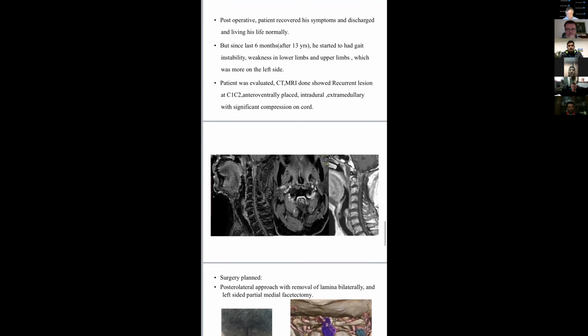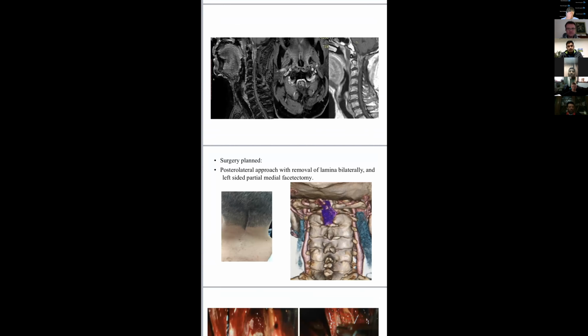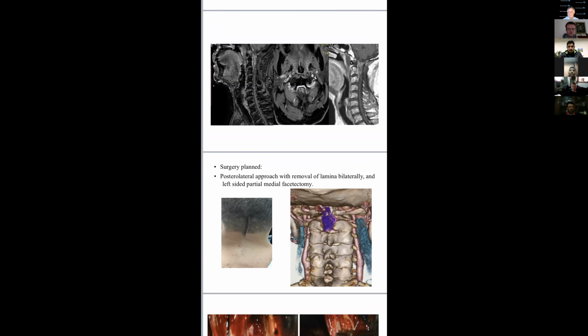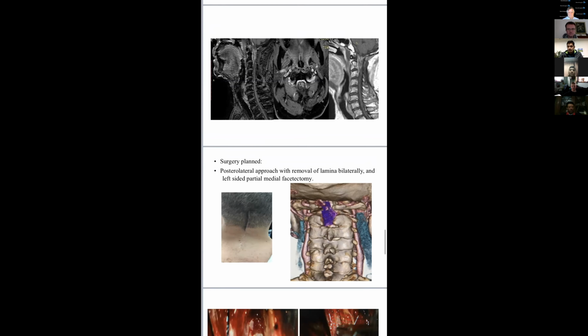So surgery is planned. The first picture shows the previous incision, and the second picture is the CT which we have done. And this blue region shows the defect of the previous surgery. So surgery is planned, with more of the bone extension, and we have done some medial facetectomy also included.